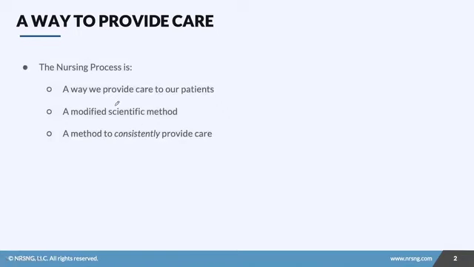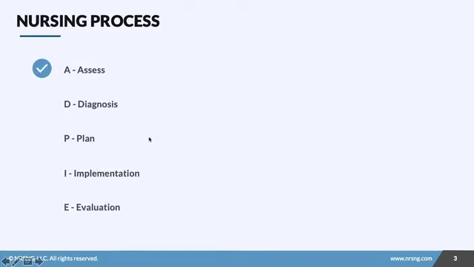So the nursing process is a way to provide care for our patients, and a good way to think of it is as a modified scientific method. We all remember the scientific method from back in elementary school. The nursing process is a method to consistently and uniformly provide care to our patients. No matter how many patients you have, no matter how many shifts you work, no matter where you work, this is a way that we can provide care to our patients that's uniform and consistent.